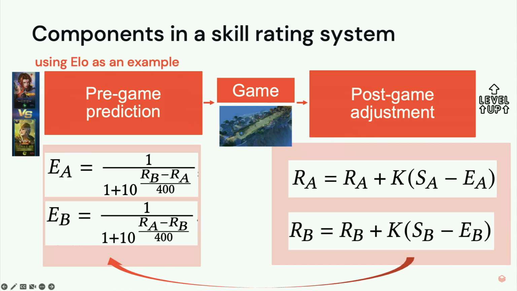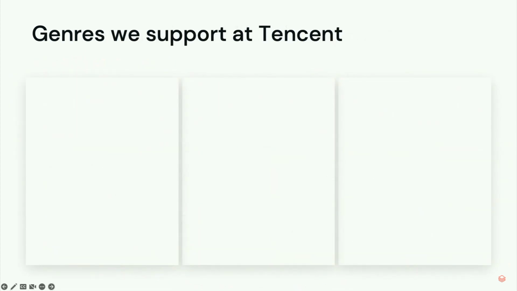And similar for RB. But this K is actually a step size, basically decides how aggressively you want to adjust your rating after seeing an outcome of one single game. And after that, this post-game adjustment, so I'm just putting a level up here, which means we're adjusting the rating, but for the player who lost, he's gonna lose some rating, right? So that's Elo, Glicko, and also some of our in-house solutions.